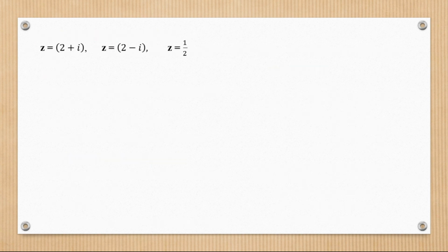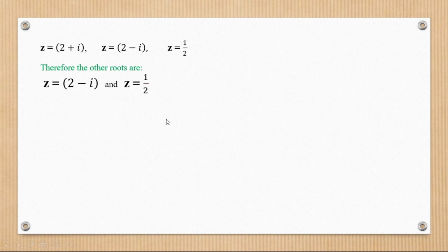Alright, so we can now see that the roots are z is equal to 2 plus i, z is equal to 2 minus i, and z is equal to a half. Therefore the other roots are 2 minus i, of course this being the conjugate of the root that was originally given, and z is equal to a half.